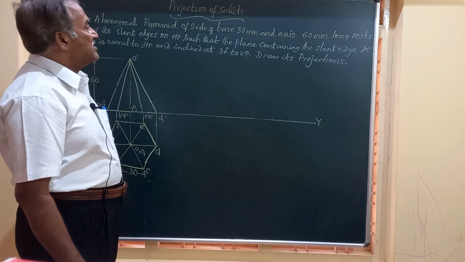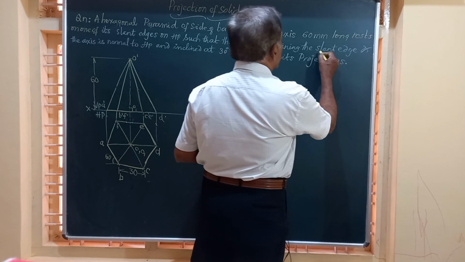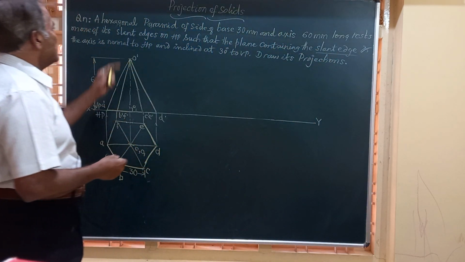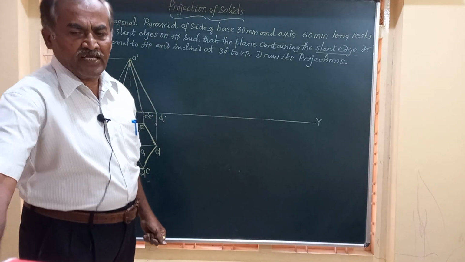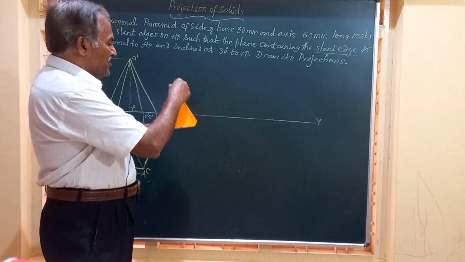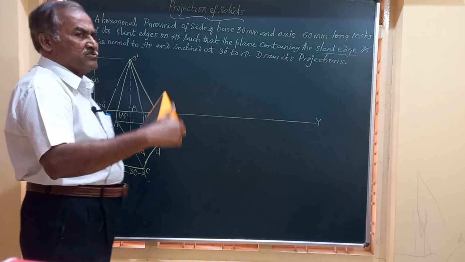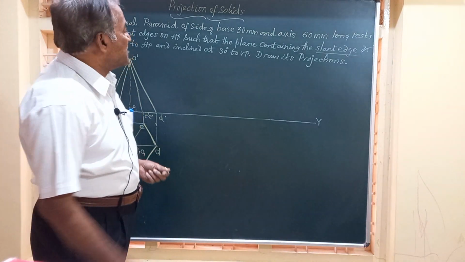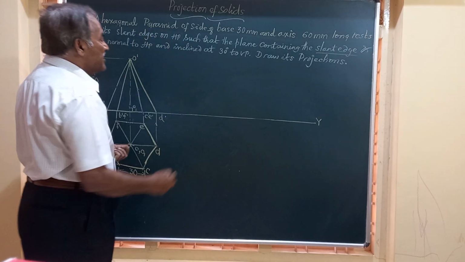Next, friends, he says it has to rest on one of its slant edges on HP. So, friends, the slant edges they are given you. Which is a slant edge here, friend? In the front view, if you just observe, the last line O dash D dash is one of the slant edges, and that slant edge is at an angle to HP, the XY line, but it has to be on HP.